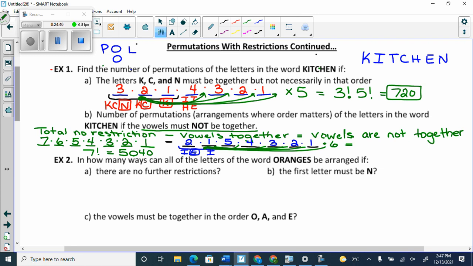So I get 1440. What's 5040 minus 1440? 3600?